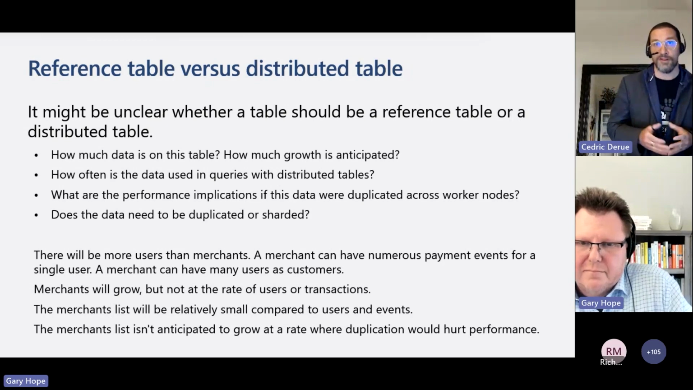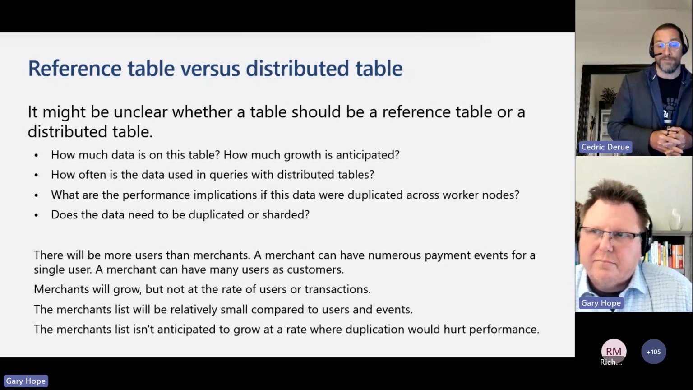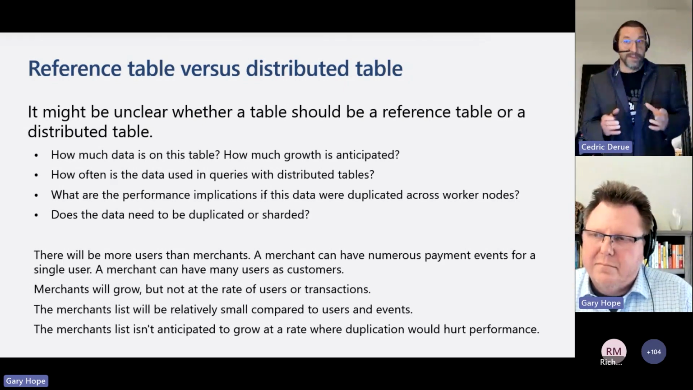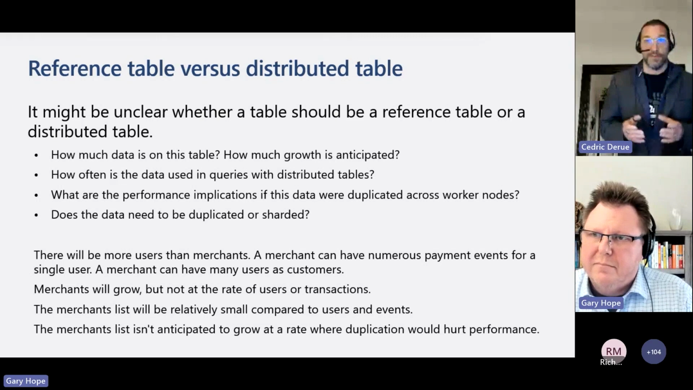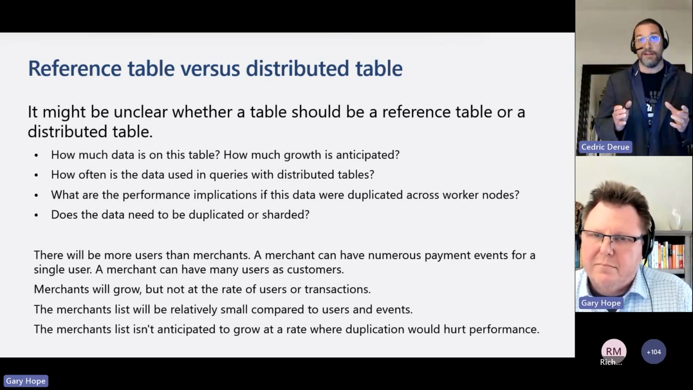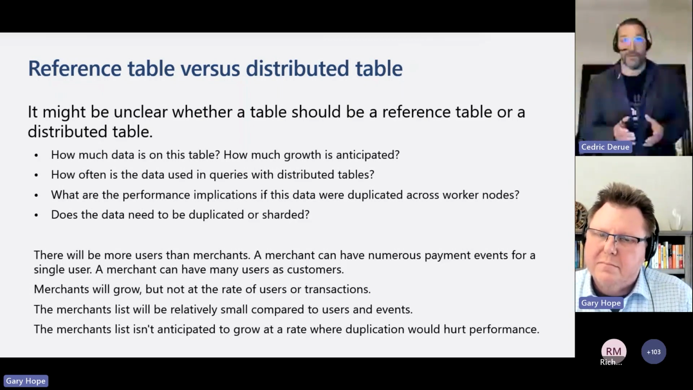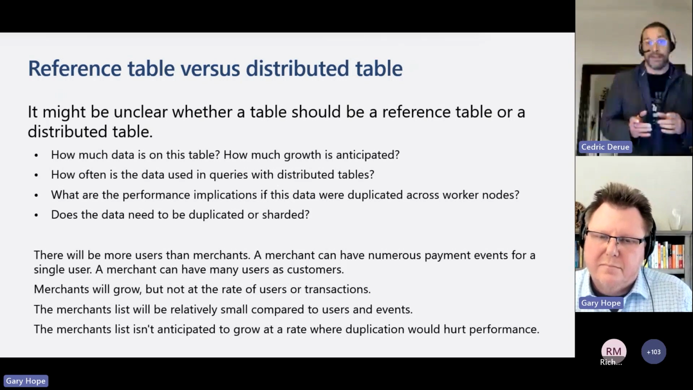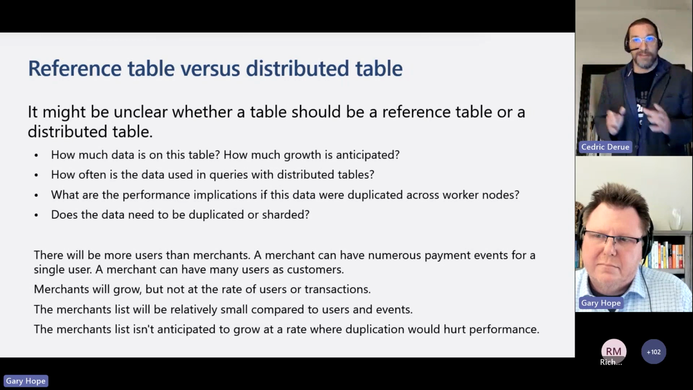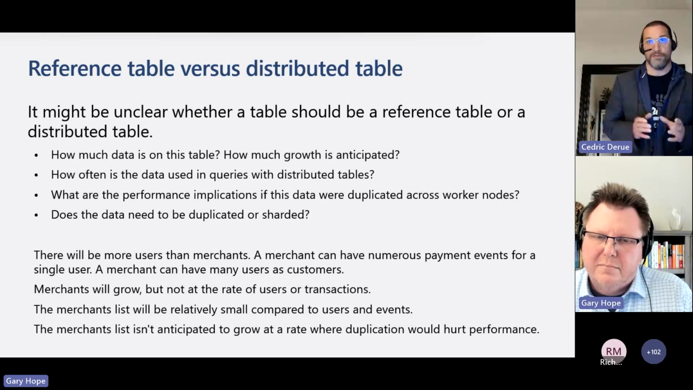So to answer these questions, we have to take into account these considerations. If the data is joined with distributed tables and is a smaller amount of data that can be duplicated across worker nodes, then the data could be a good candidate for a reference table. Now, at the other end, if the data is a larger amount of data where duplication of the data could impact performance, then the data may be a better candidate as a distributed table.